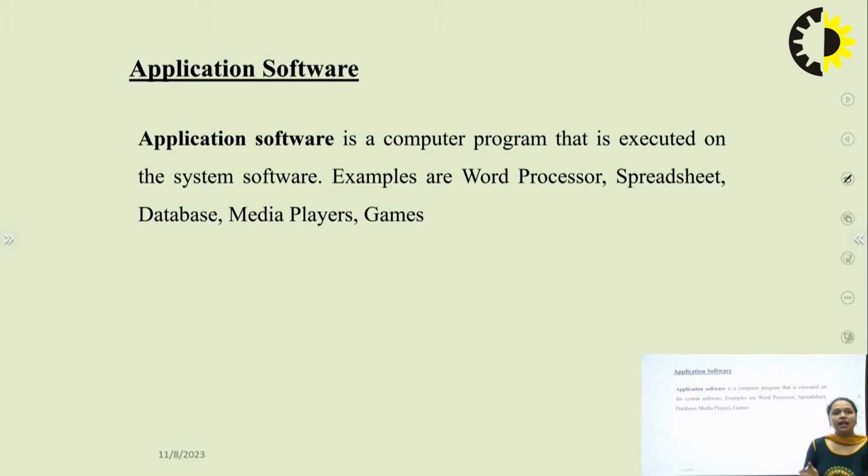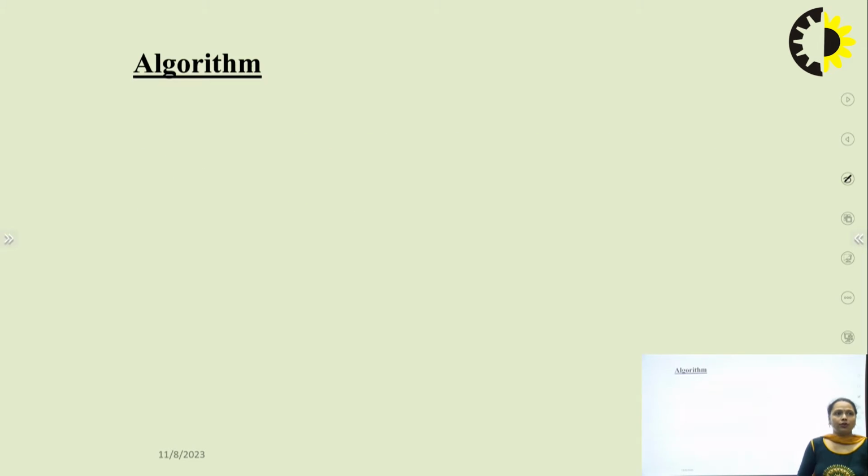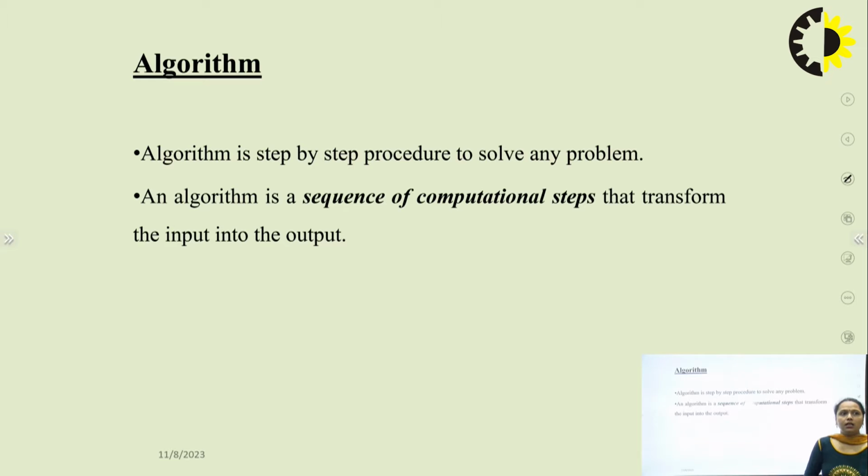Before starting the algorithm, we should know what software is and why we need an algorithm. Algorithms are basically needed to design such software because we cannot directly code for the software. So algorithm is the first step to design a software. What is an algorithm? An algorithm is a step-by-step procedure to solve any problem.